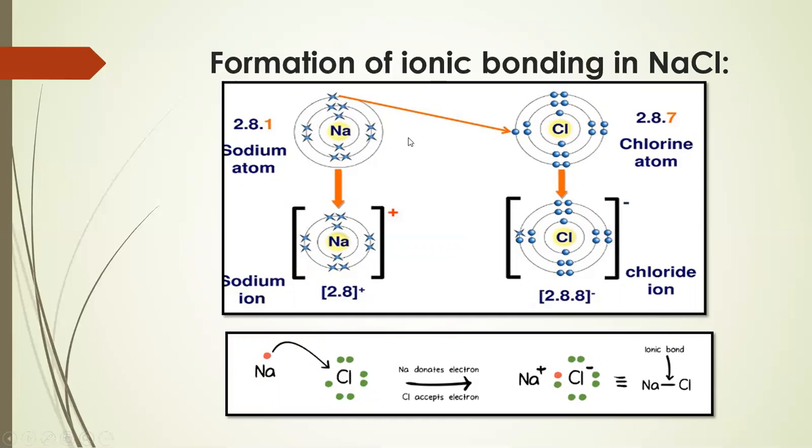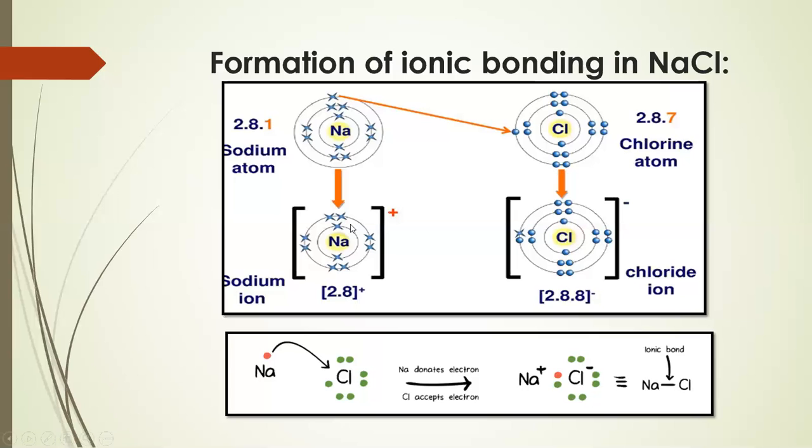But why is sodium losing its electron? Sodium is losing its electron to complete its octet, and chlorine is attracting the electron to complete its octet. So whenever an electron is lost by an atom, it gets a positive charge and is called a cation. And whenever an atom gains an electron, it is regarded as negatively charged, and the negatively charged atom is called an anion.